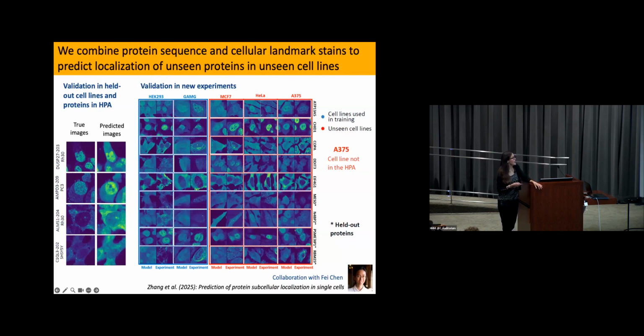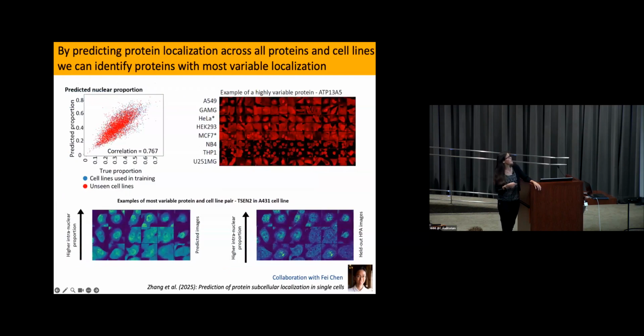Now let's go to measurements predicting variability, in this case, the nuclear proportion of a particular protein within different cell lines. As she pointed out, there is large variability between different cell lines in where a protein is localized. And you see here that it doesn't matter whether we have cell lines used in training or unseen cell lines. Here you see an example of a predicted protein with large variability across cell lines, sometimes much more intranuclear and sometimes much more outside of the nucleus.